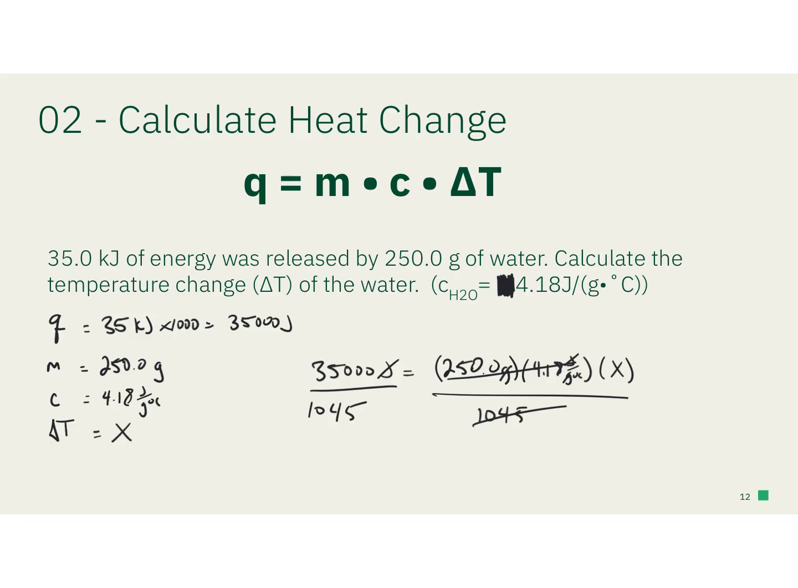When I take 35,000 divided by that number, I'll get a delta T of 33.5 degrees Celsius rounded to 3 significant figures. And that is how you do some calculations of heat change.